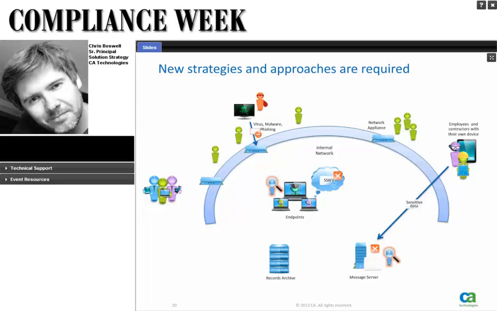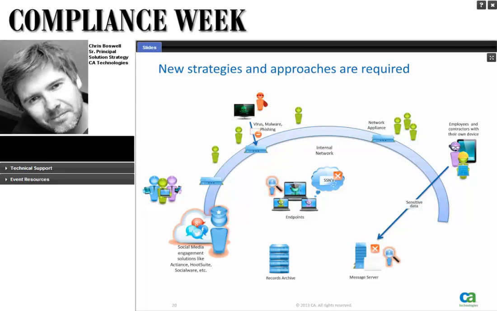Maybe I should apply the control actually on the message server itself and deploy agents that will inspect the content, no matter if it's on an iPad or an iPhone or an Android device, or it's a contractor using an external computer, getting over Outlook Web Access, et cetera, et cetera. So that's a good strategy that organizations are starting to wise up to. It's more effective than your traditional security controls.